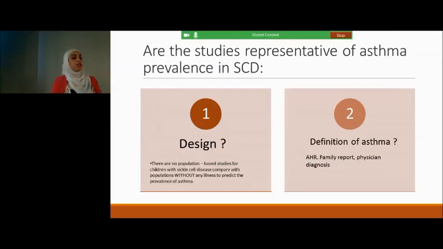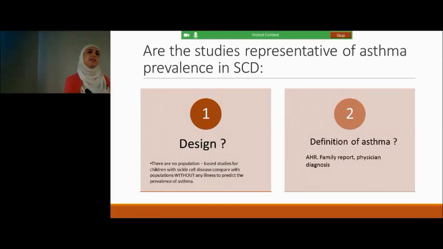There's a lot of variation in the study design and in the definition of asthma. Everybody defined asthma differently. Some defined asthma as just positive airway hyperresponsiveness. You guys remember the methacholine challenge test and the cold air challenge test. So some authors defined asthma by a positive test, some of them by just a parent report of wheezing, parent report of asthma, or physician diagnosis of asthma.